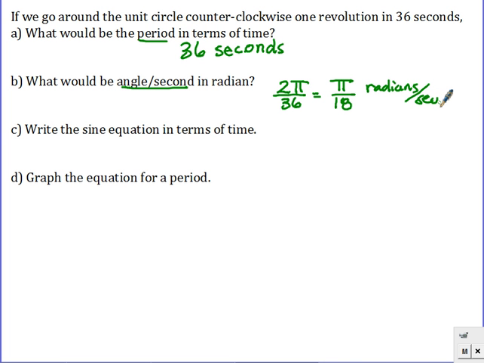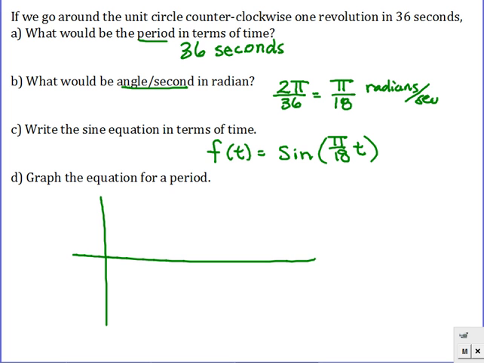All right, so then it says, write the sine equation in terms of time. So we want to write our equation, maybe f of t, or h of t, like I wrote last time, is equal to sine of this pi over 18 times time, right? That's our rate. All right, and then we need to graph it.